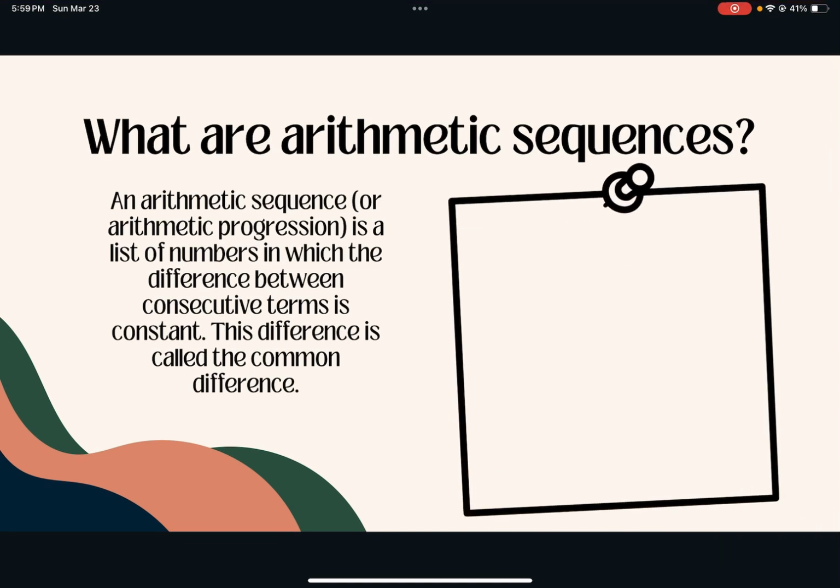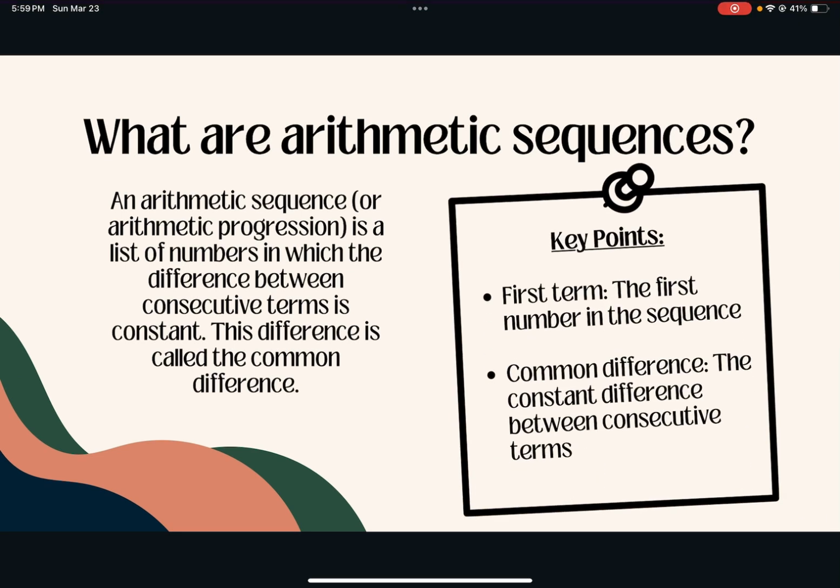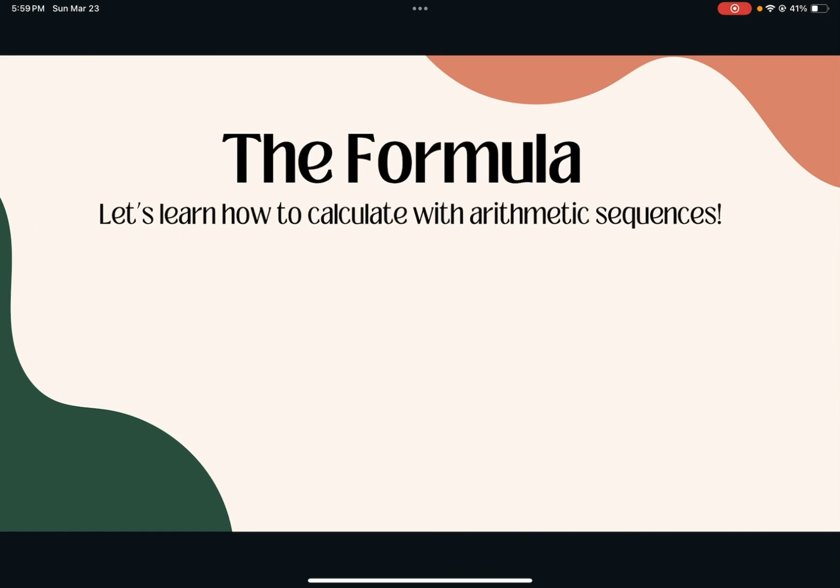We have some key points: the first term, the first number in the sequence, and the common difference, the constant difference between consecutive terms. Okay, here's the formula, and preview, it seems like a lot. It's f of n equals f of 1 plus d times n minus 1. As I said, it looks like a lot, but let's break it down.